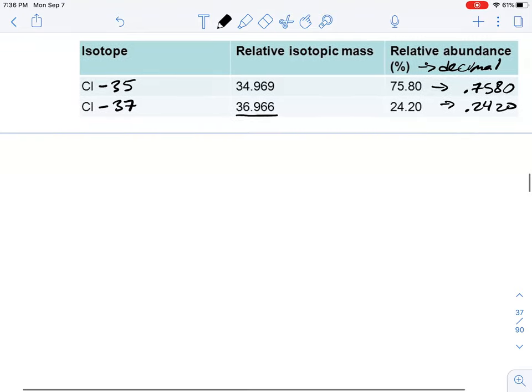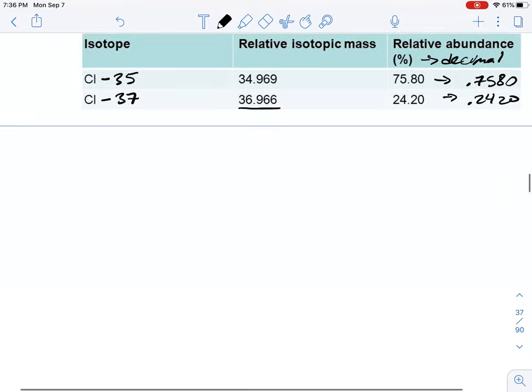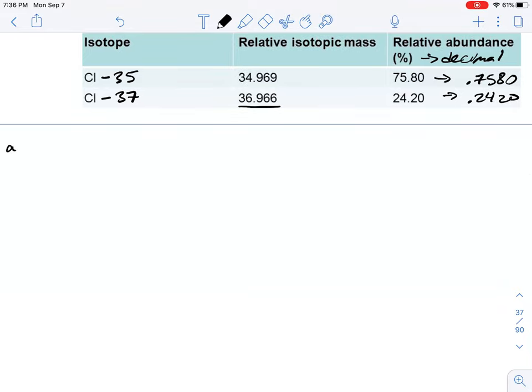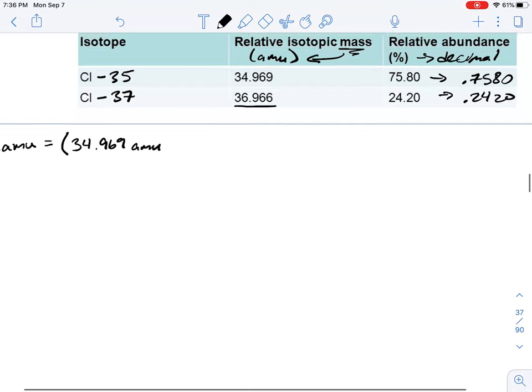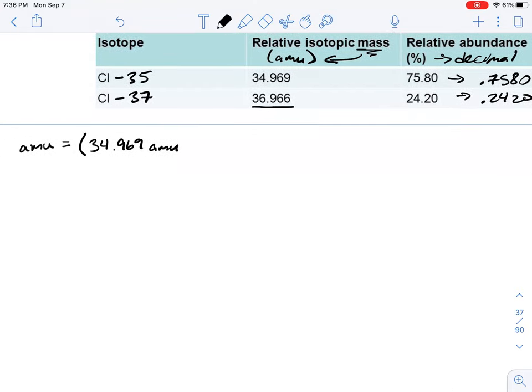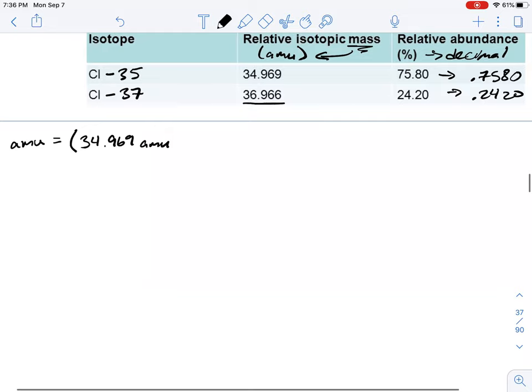And so now that we've decomposed this table, we're going to go ahead and create our formula. We're going to take the relative isotopic mass of chlorine 35. So I'm going to put in 34.969 AMU. This is always in AMU units. Any mass with respect to the periodic table is going to be AMU. We're going to see that it changes when we're doing stoichiometry. It's going to be grams per mole, but for now we're just using AMU.